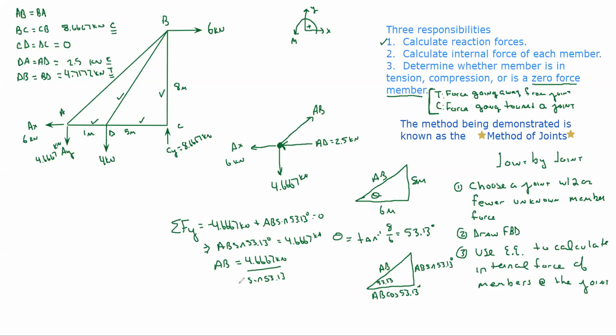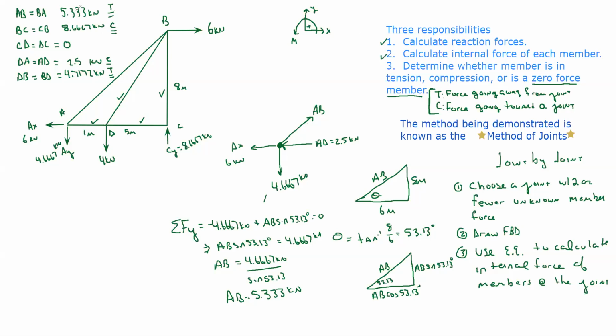Let me double check it. I can't read my handwriting. 4.667 divided by sine 53.13. Yep, 5.3333. So the force in member AB is 5.333 kilonewtons. It came out positive, which means I was a good guesser on the direction of AB. AB is pulling away from the joint, which indicates that the internal force is in tension. 5.333 kilonewtons in tension.